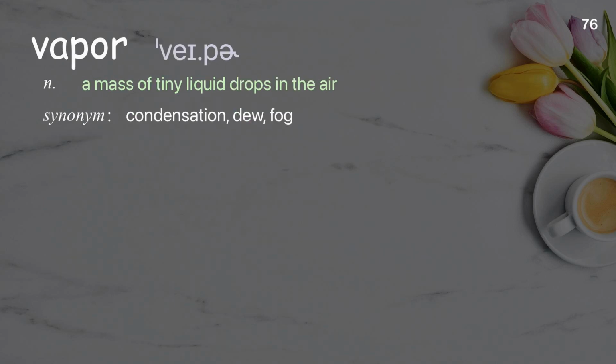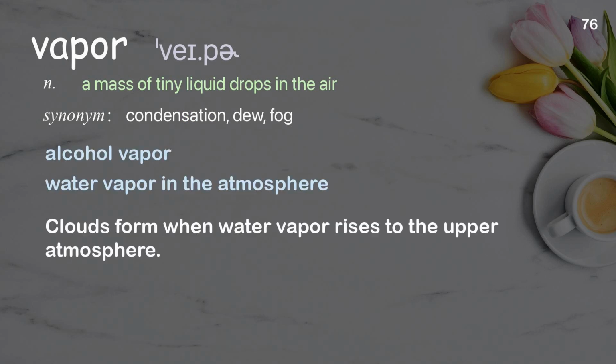Vapor. A mass of tiny liquid drops in the air. Examples: alcohol vapor, water vapor in the atmosphere. Clouds form when water vapor rises to the upper atmosphere.